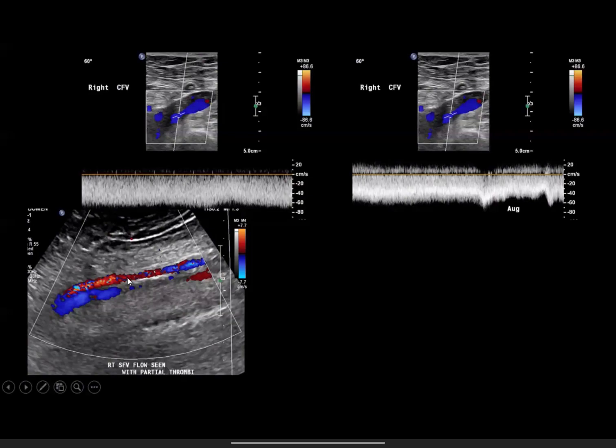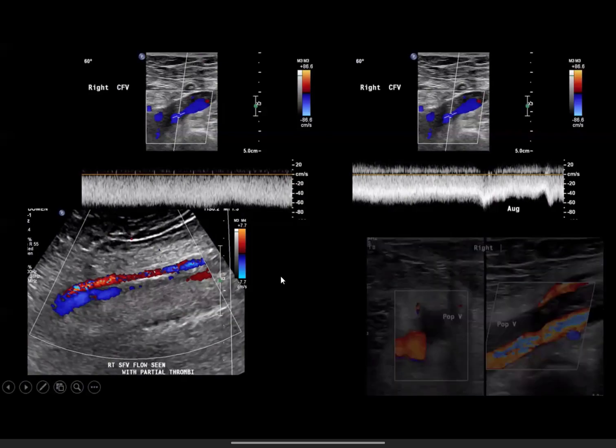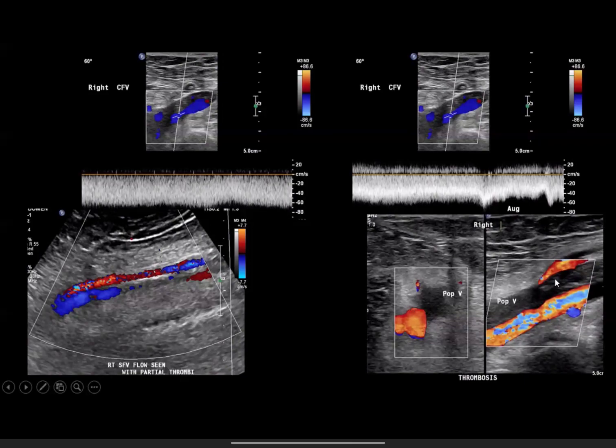So the superficial femoral vein is also showing partial flow with thrombi, and the popliteal vein is showing thrombosis. So the patient is under treatment. Some recanalization has happened, but there is significant thrombic burden at this time of examination also. So it is a case of recent DVT under treatment, right lower limb, with partial femoral recanalization.